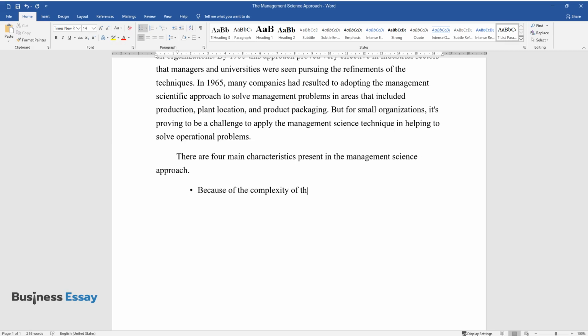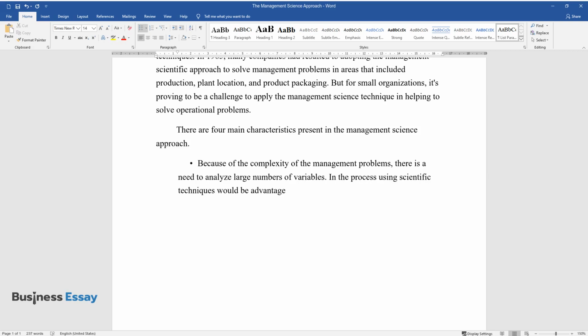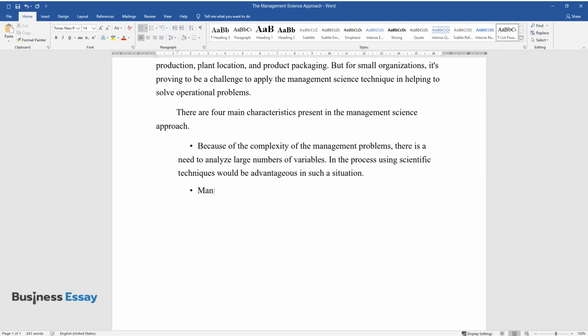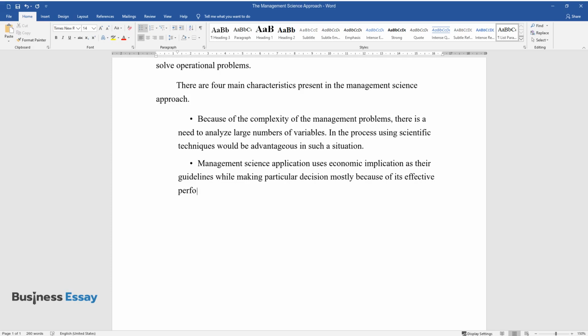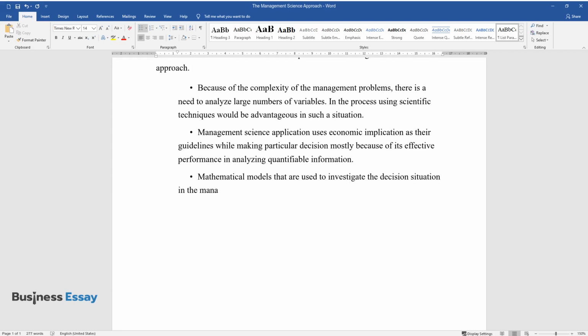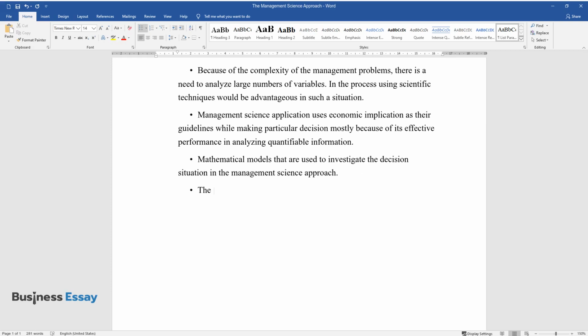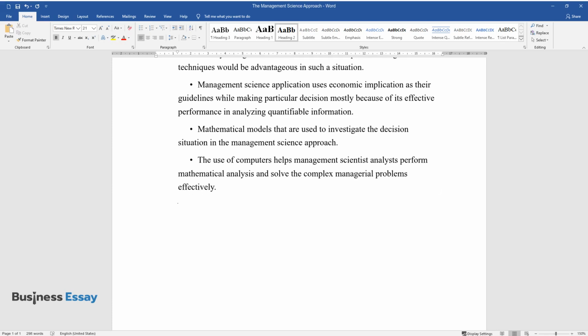Because of the complexity of the management problems, there is a need to analyze large numbers of variables. In the process, using scientific techniques would be advantageous in such a situation. Management science application uses economic implication as its guideline while making particular decisions, mostly because of its effective performance in analyzing quantifiable information. Mathematical models are used to investigate the decision situation in the management science approach. The use of computers helps management analysts perform mathematical analysis and solve complex managerial problems effectively.